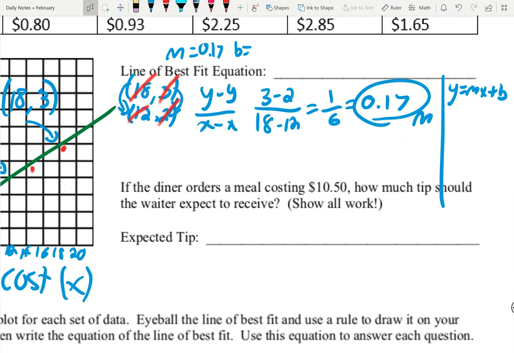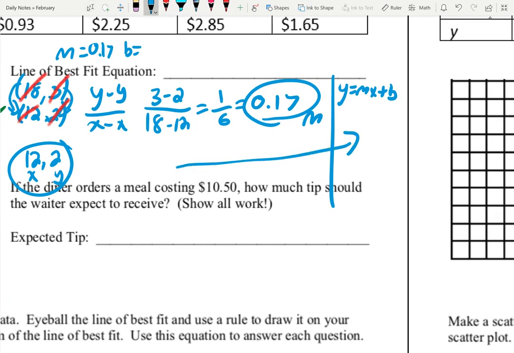So remember the 2 points that I picked were 18 and 3 and 12 and 2. You could pick either one of those. So for me, I'm going to pick 12, 2. So whichever your points are, just pick one of them. I'm going to pick the point 12, 2. 12 being the x, 2 being the y. And I'm going to use this x and y in this equation over here.